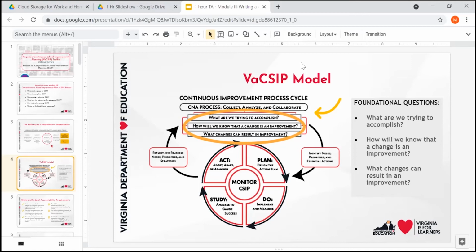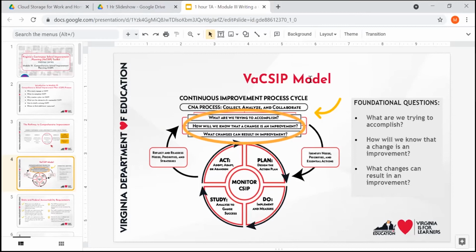No, you're going to analyze the plan. You're going to look at the data as you implement. You're going to look at the data as you get results. You're going to bring in multiple sources of data, and you're going to determine if things are working, not working, and you really look at those foundational questions. What are we trying to accomplish? How will we know that a change is an improvement? And what changes can result in an improvement?